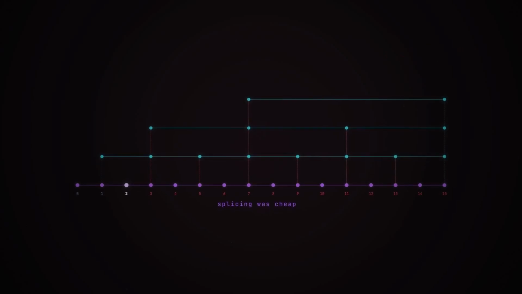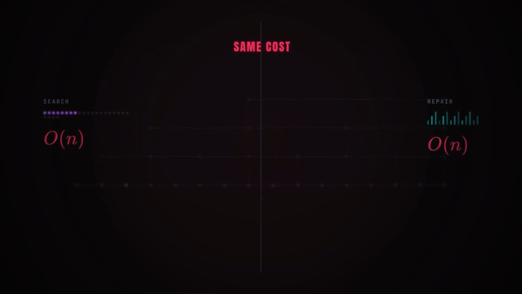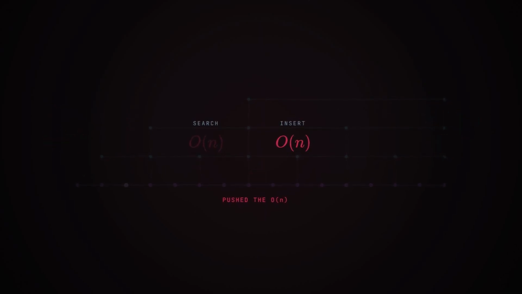Notice, splicing the new node into the bottom list was cheap. That was never the issue. The layers are the issue. We built a search structure that's fast as long as the data never changes. Change 1 thing and the maintenance costs as much as the slow search we were trying to avoid. We didn't beat the trade-off. We just pushed the O of n from search over to insert.